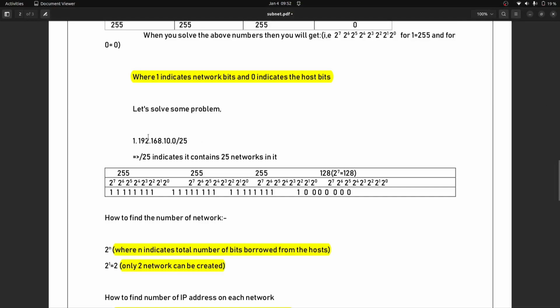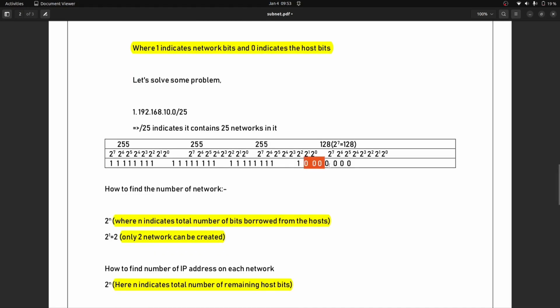Consider this problem: 192.168.10.0 and the subnet mask is 25. And 25 indicates the total number of network bits in it. When we fill the first 3 blocks with the network, we can create 24 network bits and the remaining 1 network bit can be filled in the host block. So in the host block, the first bit is reserved for network. In the place of one network bit, we have 2 to the power of 7. When we calculate 1 times 2 to the power of 7, the answer we get is 128, and the remaining 7 bits are reserved for host.